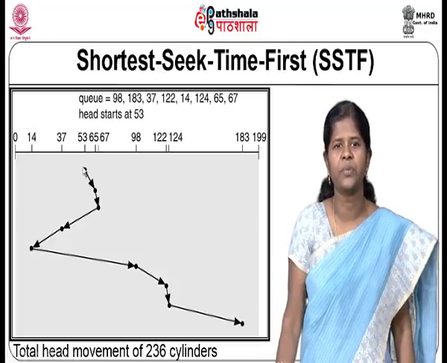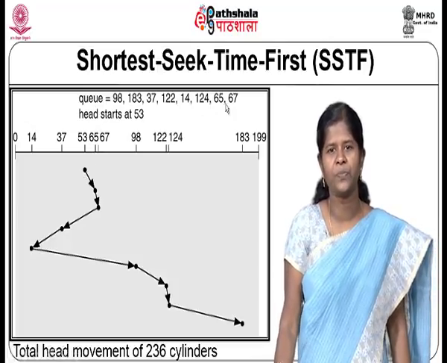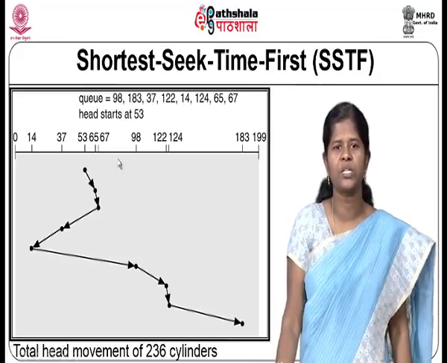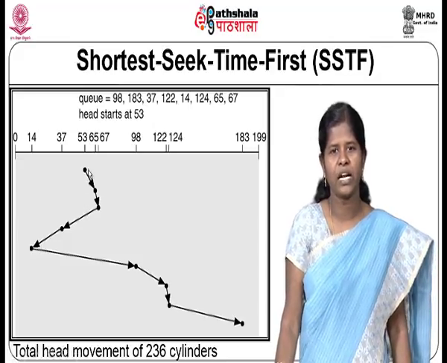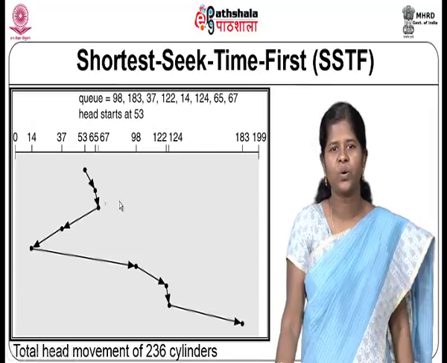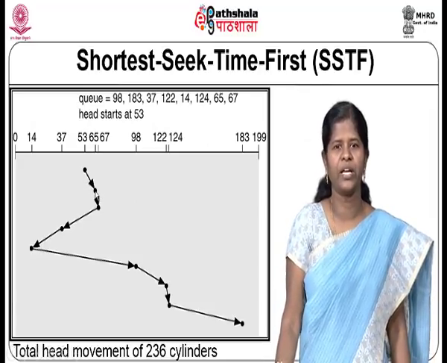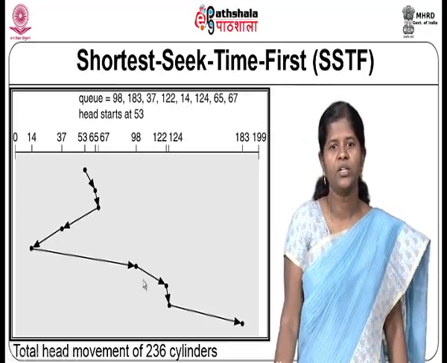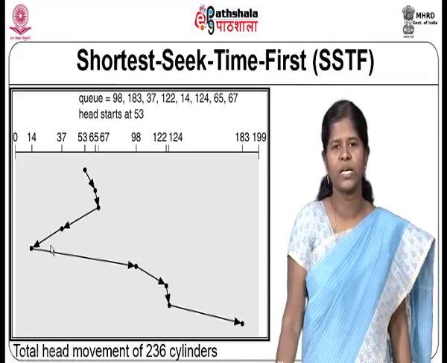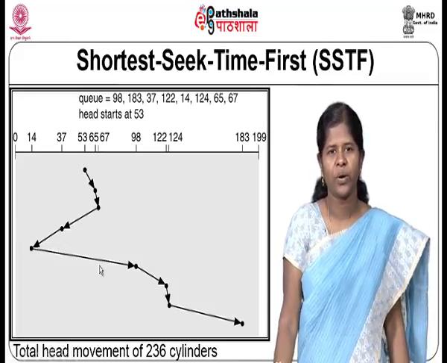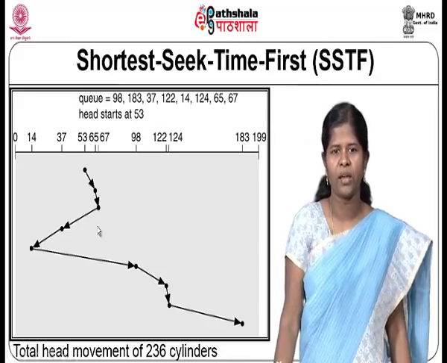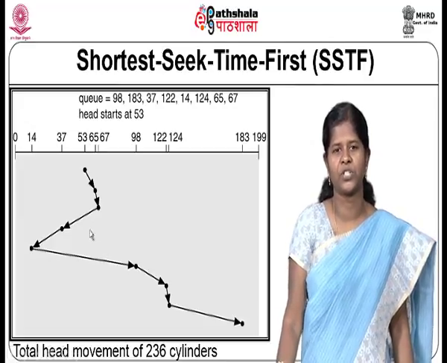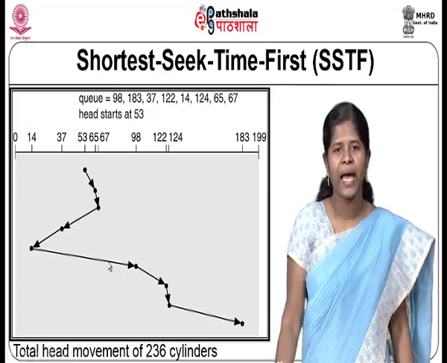Initially the current head position is 53. Out of all these pending requests that are kept here, 98, 183, 37 and so on, you try to choose the one which is closest to the current head position. To the current head position the closest one is 65. So, 65 is serviced, and then from there the next closest is 67 and the next closest is 37, and so on. Whichever request is closest to the current head position is serviced. Here you can see that the head is not swinging back and forth, but it is only servicing requests that are close to the current head position. But the problem here is that it can result in starvation.